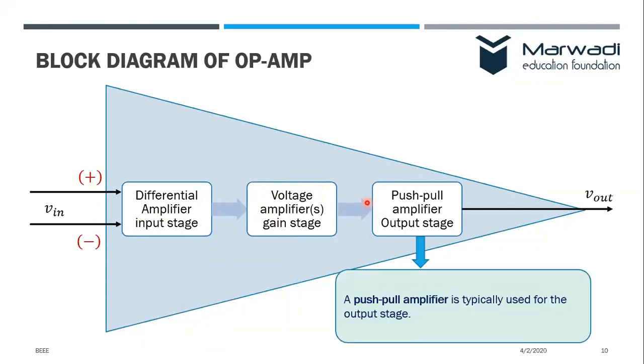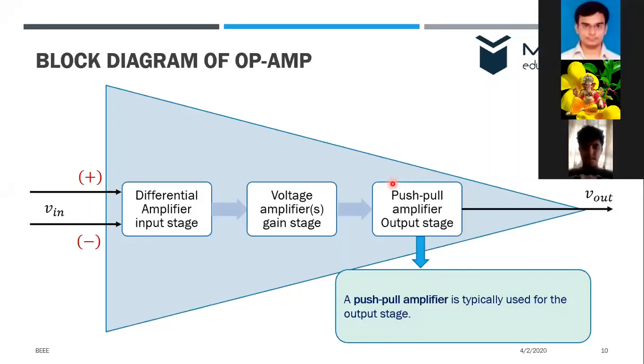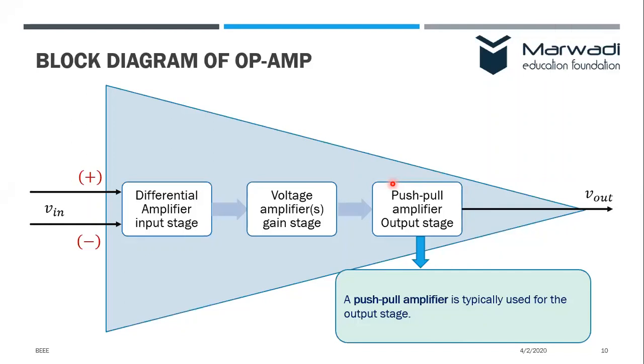And the third one is the push pull amplifier. This is a different type of amplifier, and it is basically used to increase the current strength. Now we know that there is a voltage strength and there is a current strength, right? So the first two are mainly used for the voltage strength, and the last one is used for the current strength. And this way we get the output.